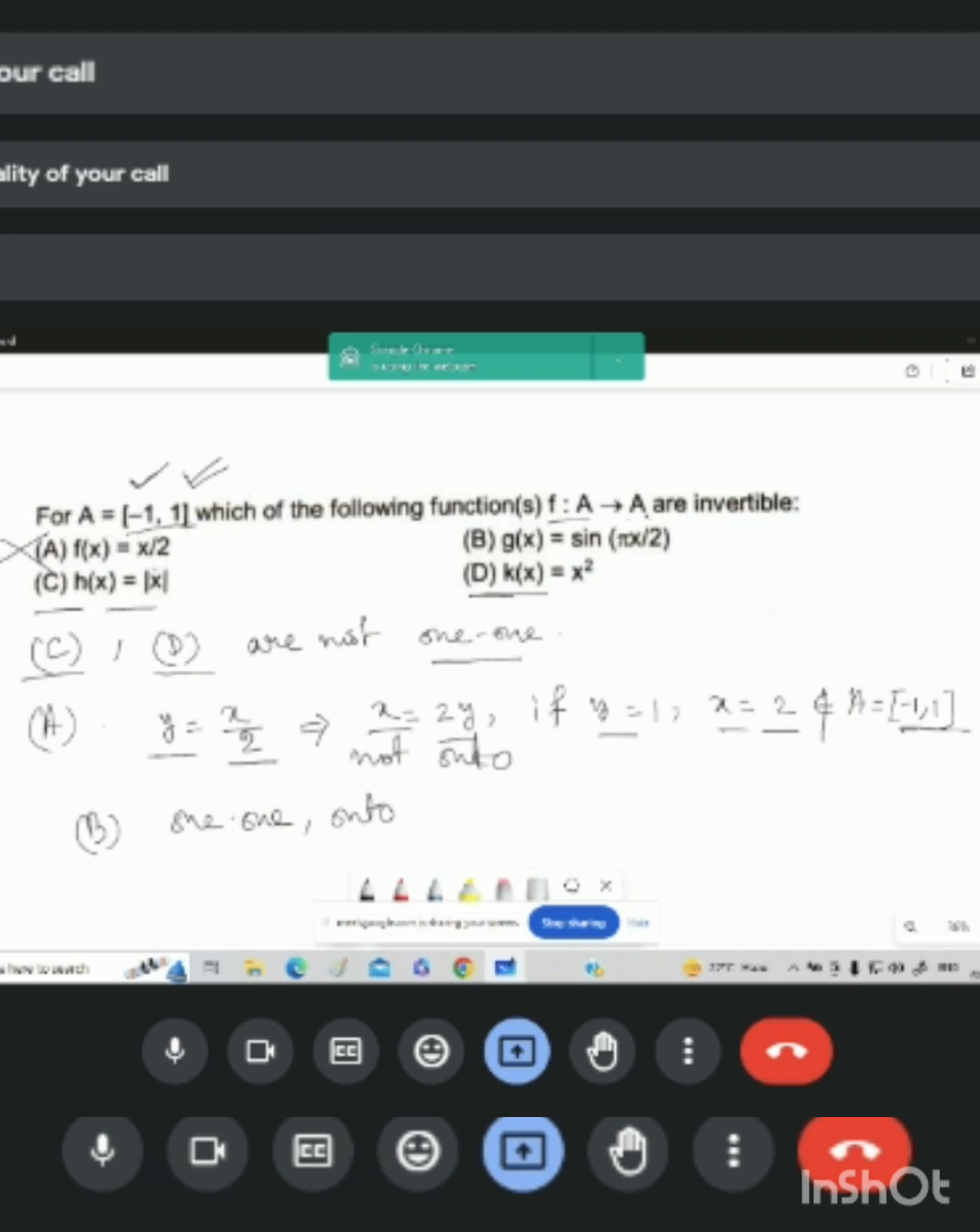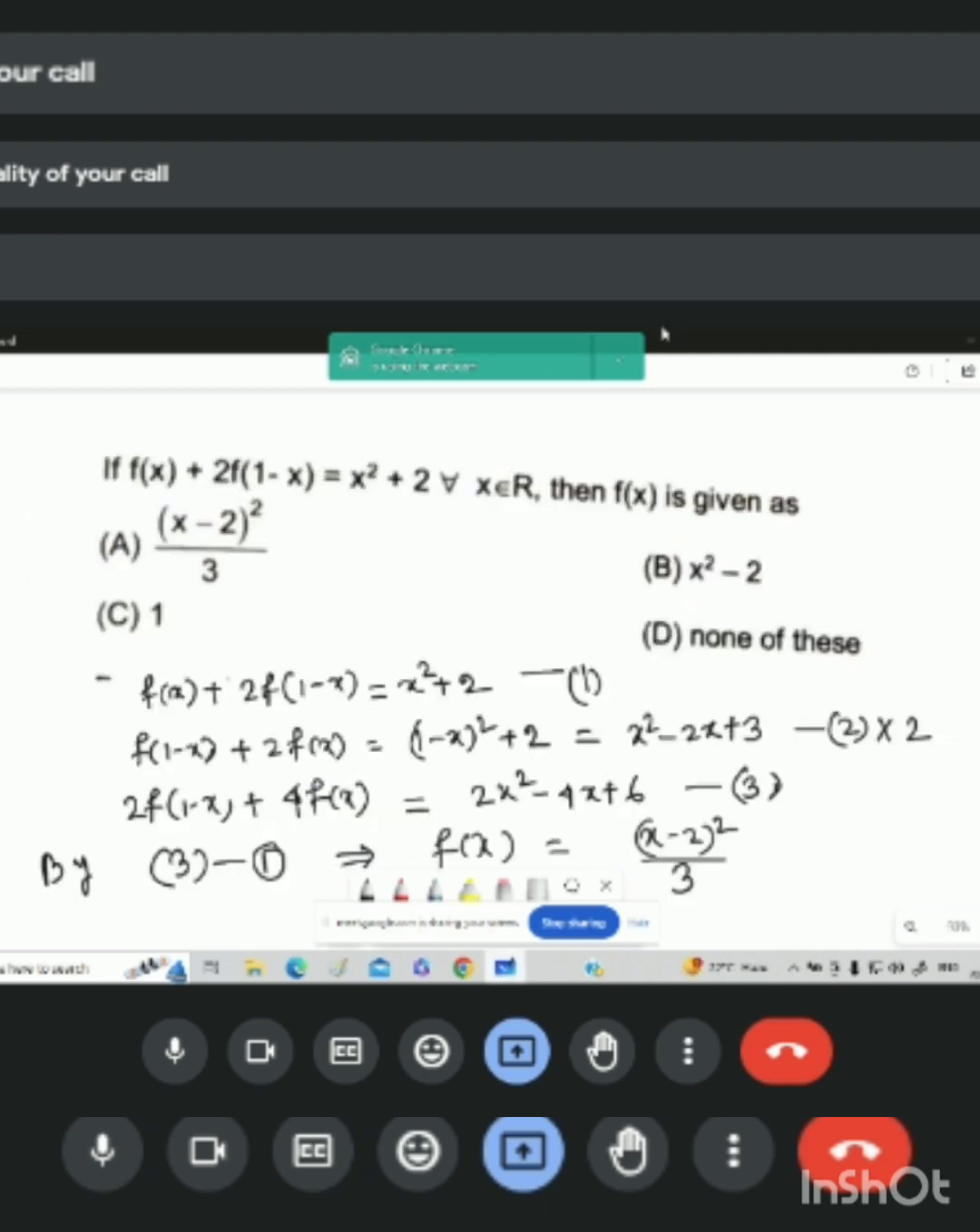So clearly option B is the correct option, that is, the function g(x) equals sine of pi x by 2, divided by 2, is invertible.